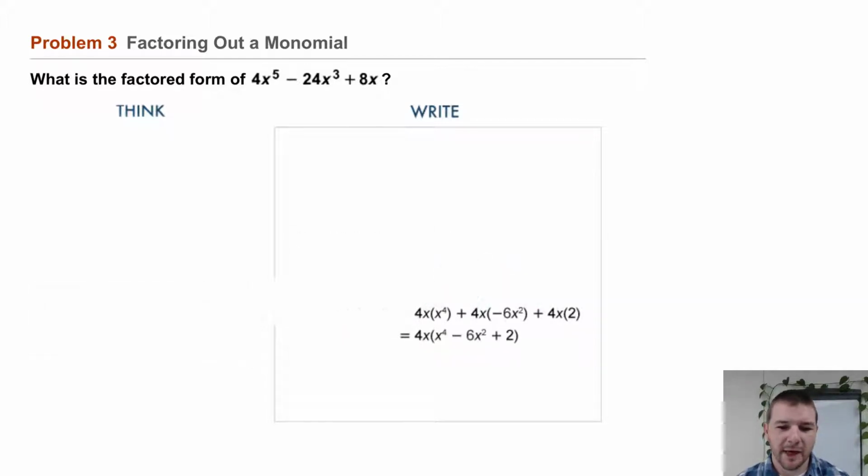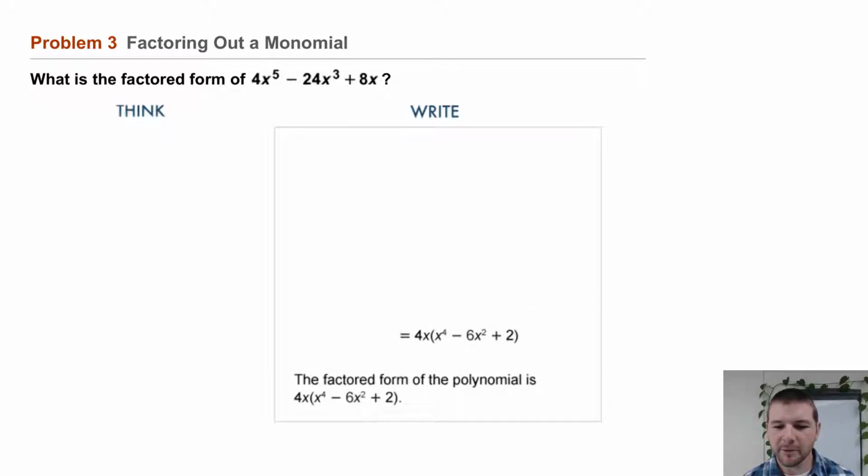Then we factor the 4x out of all three terms: 4x times x to the fourth minus 6x squared plus 2. So now we state the factored form of the polynomial is 4x times x to the fourth minus 6x squared plus 2.